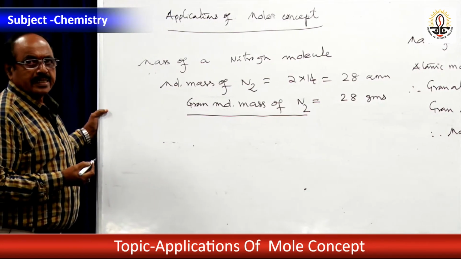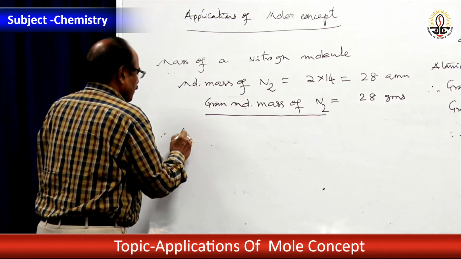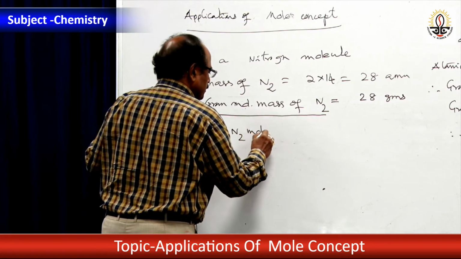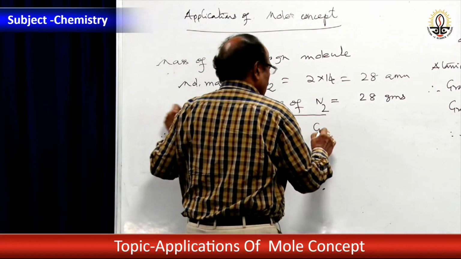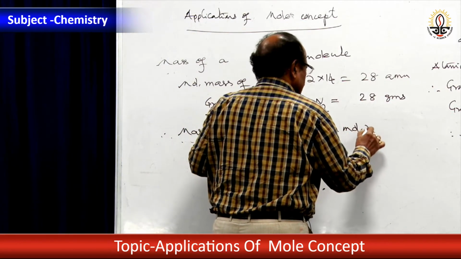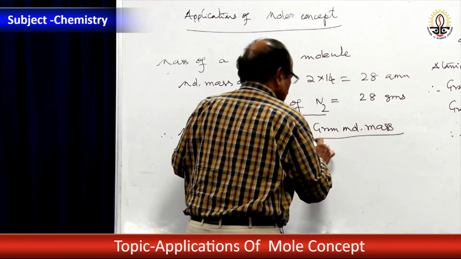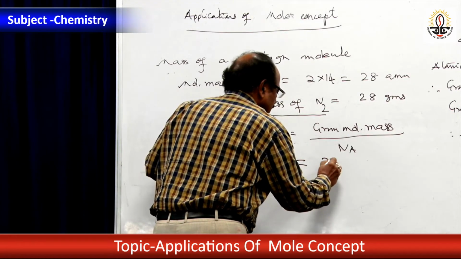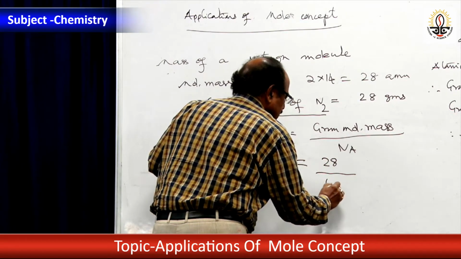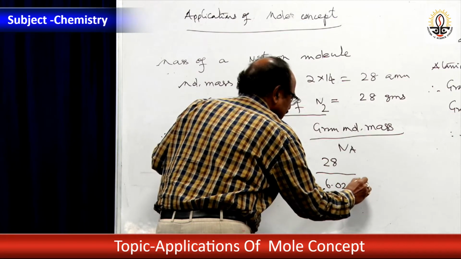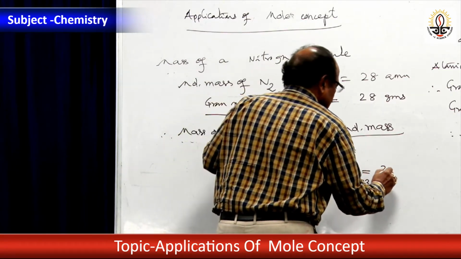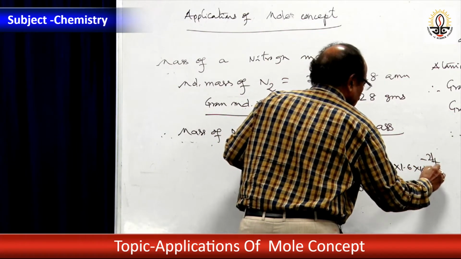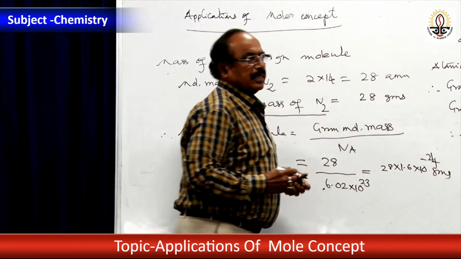Now, 1 gram molecular mass of nitrogen contains how much? 6.02 into 10 to the power 23 molecules. Therefore, the mass of a nitrogen molecule will be what? Gram molecular mass by its Avogadro number. So the gram molecular mass of nitrogen is 28 and Avogadro number is 6.02 into 10 to the power 23. So that comes to 28 into 1.6 into 10 to the power minus 24 grams. So you can get it by this.